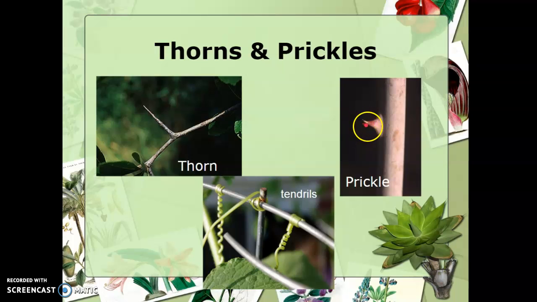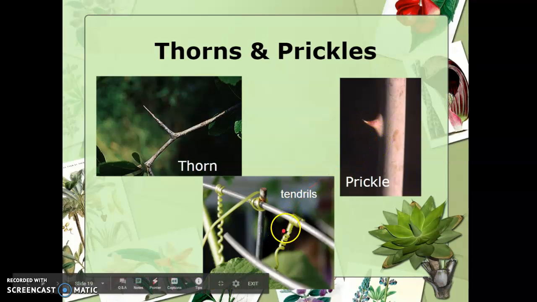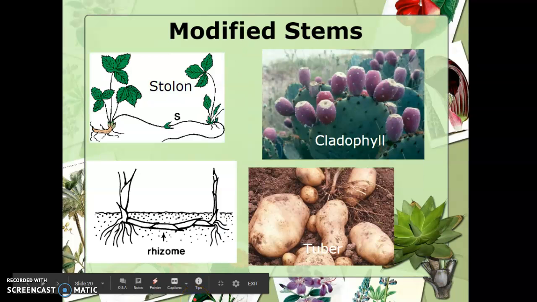A prickle would be a small one, kind of like on a rose. And then tendrils. We've talked about a lot of fruits and vegetables that have these little tendrils or extra stems that wrap around things to help hold them up, because usually they're a vine grower or something like that. So these are some extra appendages you might find on your stems.